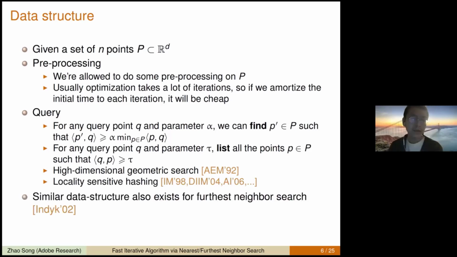Similarly, such a data structure also exists for furthest neighbor search, from Indyk's 2002 paper. However, for furthest neighbor search, we don't know of too many applications. Therefore, this data structure is less studied than nearest neighbor search.